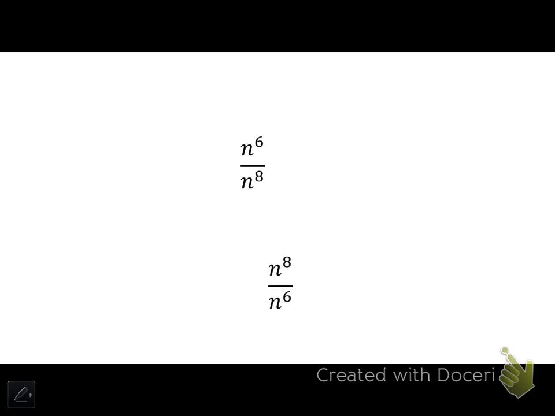Okay, so our rule for dividing things with the same base is we got to subtract their exponents. So if I take 6 minus 8, I should get n to be -2. But I can't have a negative exponent, so I need to drop it. So it's going to be 1 over n squared. This one, we just take 8 minus 6 and get n squared. We don't have to drop it or anything.